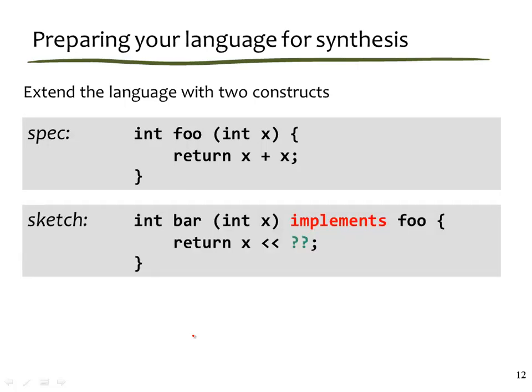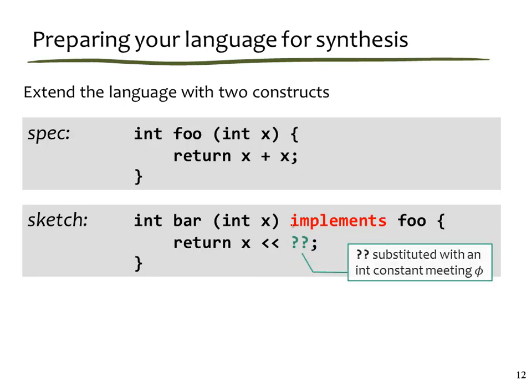Then you write what we call a sketch. More generally, it's a partial program, a program that has some templates in it, some holes, you could say. Okay, and what do these holes say? These are placeholders that are substituted in this particular setting with an integer constant, such that the specification is met. It's the synthesizer who does the substitution.